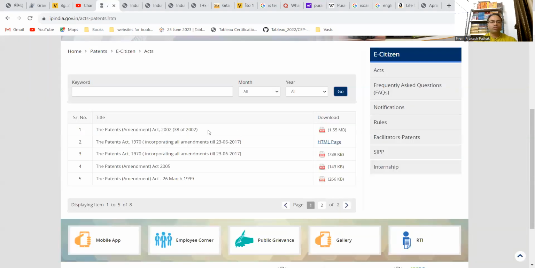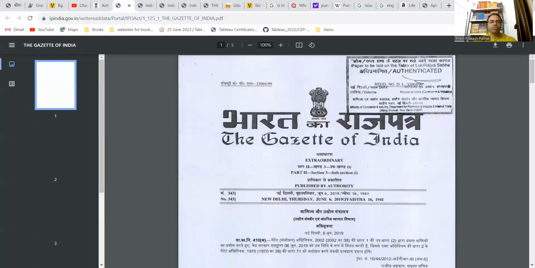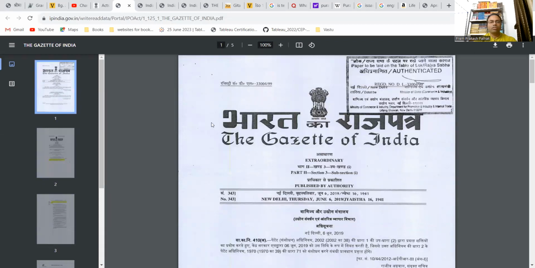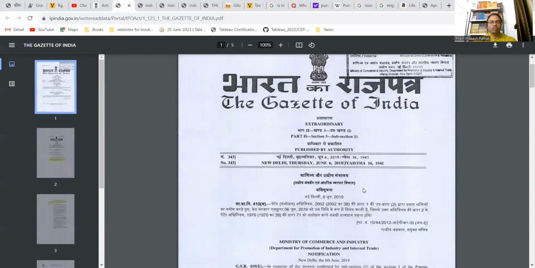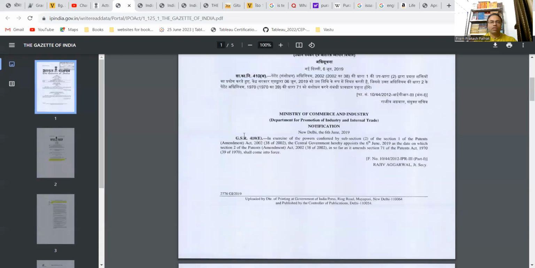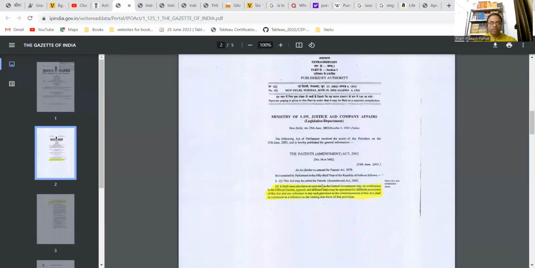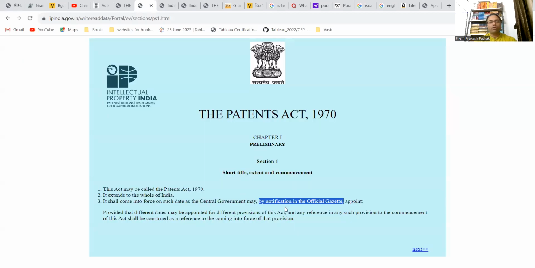So if you see this one, the patent amendment, if I open this one, you will see this notification. I hope you can see this. It says the Gazette of India, Bharat ka Rajpatra. And then it mentions the Ministry of Commerce and Industry, Department for Promotion of Industry and Internal Trade notification. Similarly, you will get this notification, and then a date will be mentioned here. So this is what it refers to when you say by notification in the official gazette, appoint.